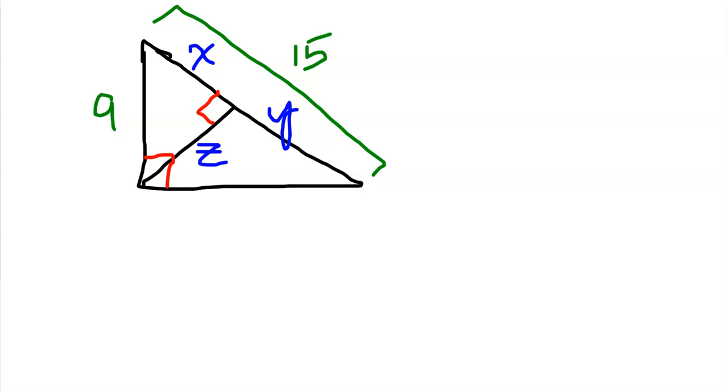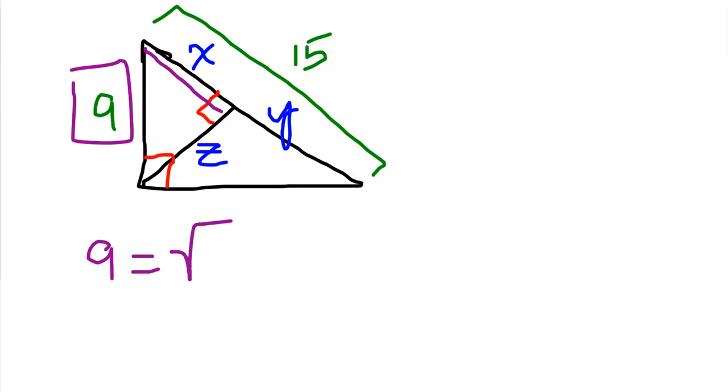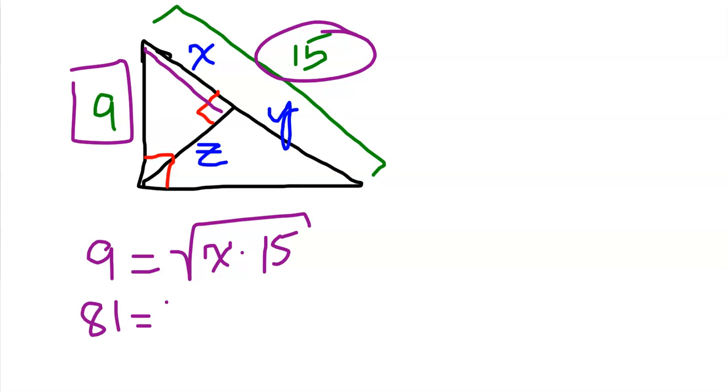Now, there are a lot of different ways that you could go through this in theory, but the easiest way to start is to say that 9, which is this leg, is the geometric mean of the close segment of the hypotenuse, which is x, and the entire length of the hypotenuse, which you happen to know, is 15. So now we square both sides and we get 81 is equal to 15x.